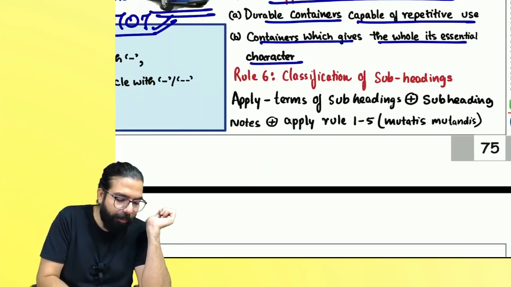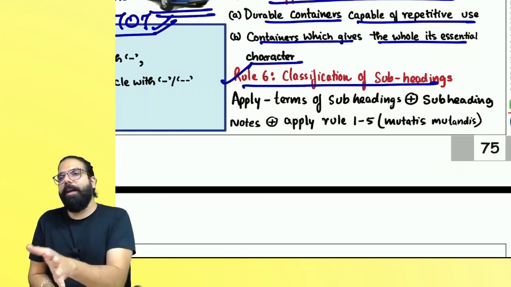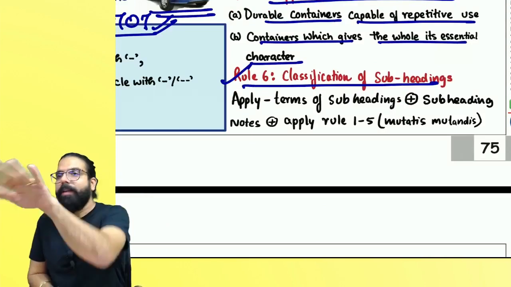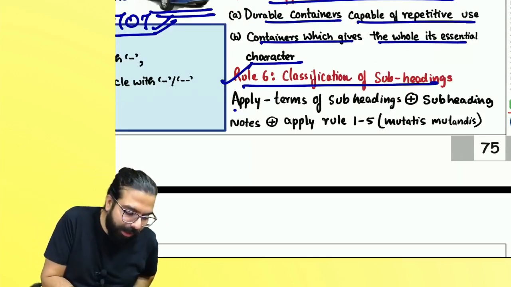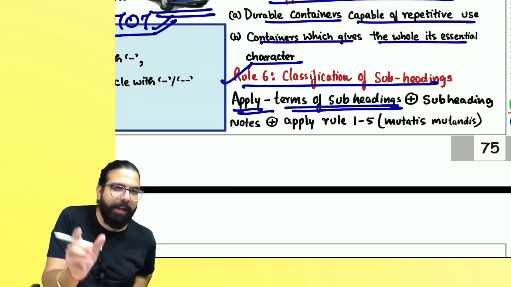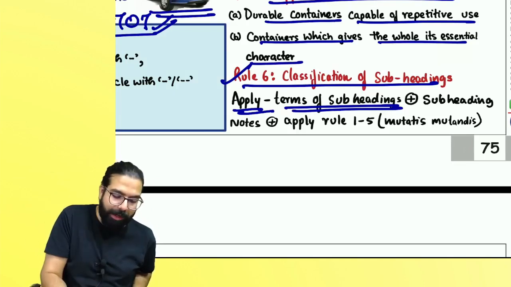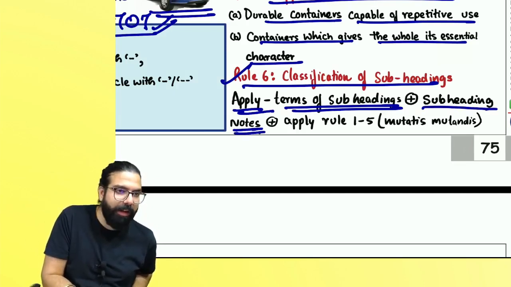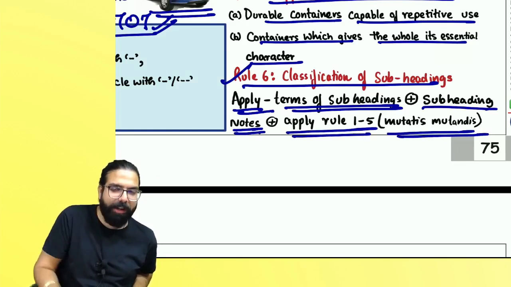The next one over here is rule number 6, which says classification of subheading. How did we go ahead and classify the heading? The same way you should classify the subheading also. They are telling you to apply the terms of the subheading, read the name of the subheading, and then apply the subheading notes which are there, and then apply rules 1 to 5 mutatis mutandis.